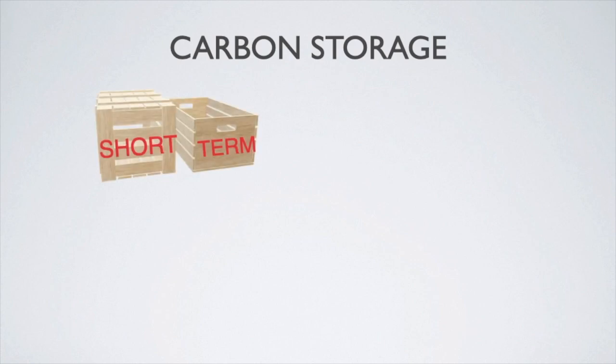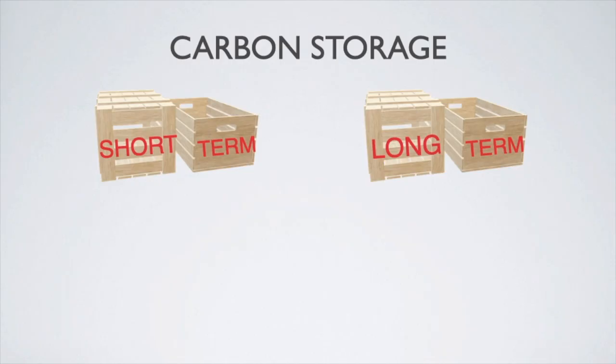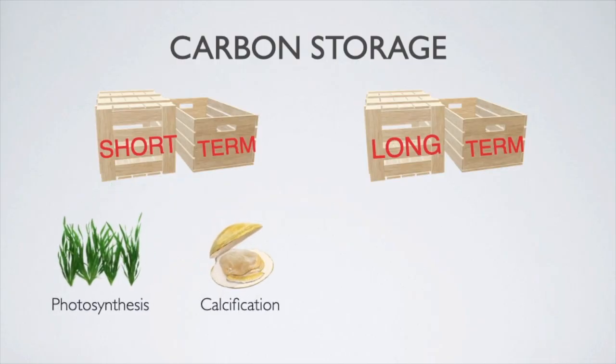When we are discussing carbon storage, it's important that we acknowledge the two ways in which it is stored. Carbon can be stored in these systems either on a short-term or a long-term basis. Short-term carbon storage refers to carbon that helps build the bodies or structures of organisms. It's the carbon that remains in the bodies of organisms for their lifespan. Short-term carbon storage in blue carbon systems revolves around the processes of photosynthesis and calcification.